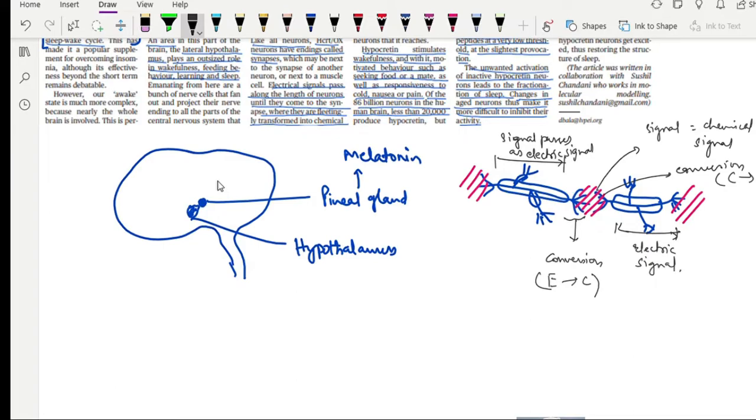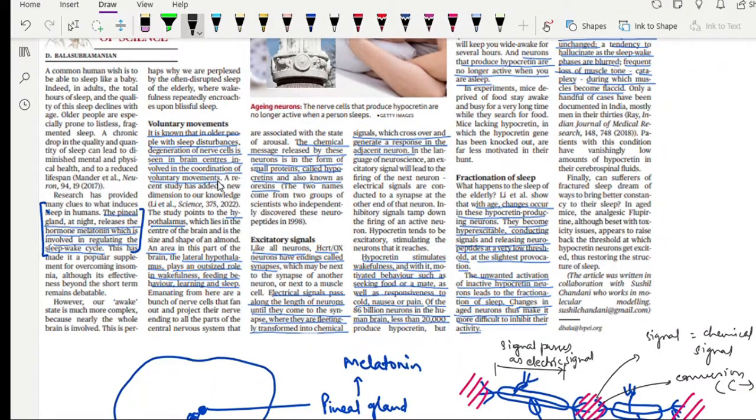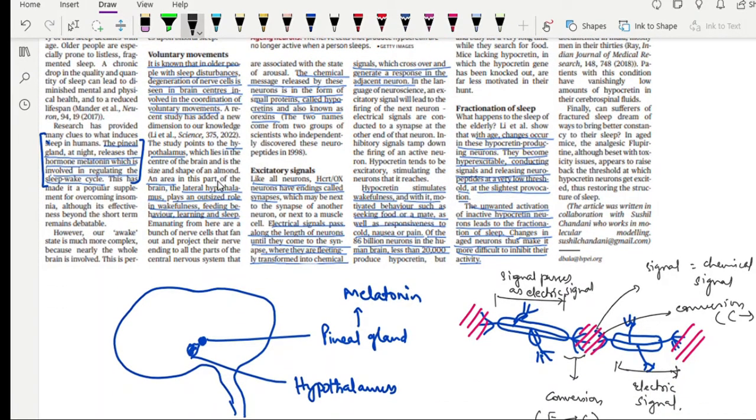Now let's see what is written. However, our awake state is much more complex because nearly the whole brain is involved. This is perhaps why we are perplexed by the often disturbed sleep of the elderly, where wakefulness repeatedly encroaches upon blissful sleep. It is known that in older persons with sleep disturbance, a degeneration of nerve cells is seen in brain centers involved in coordination of voluntary movement. The study points to the hypothalamus, which lies in the center of the brain and is the size and shape of an almond. An area in the hypothalamus called the lateral hypothalamus plays an outsized role in wakefulness, feeding behavior, learning, and sleep. That we have already seen.